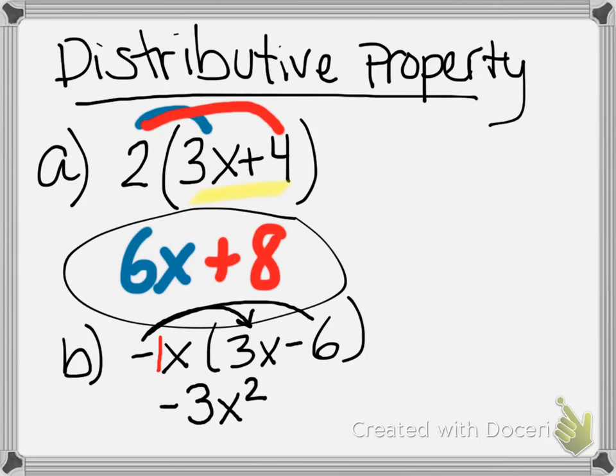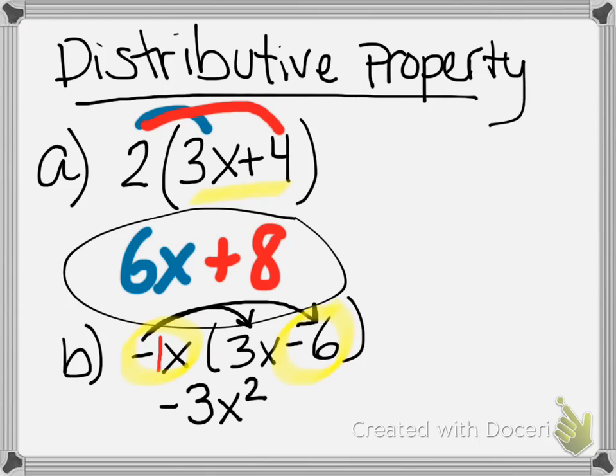Negative 1 times minus 6. So you can either think about this as multiplying a negative 1 times a positive 6 and subtracting in the middle. I think it's a lot easier if you think of these as those bubbles that I taught you.